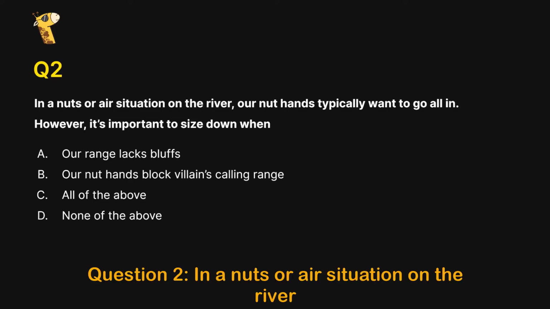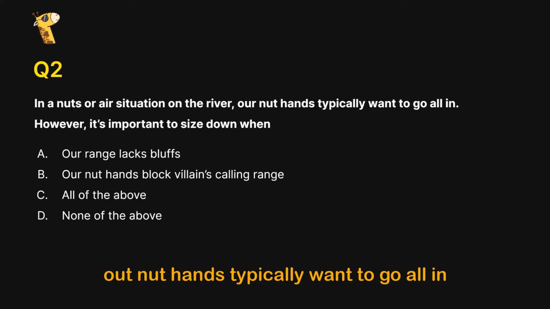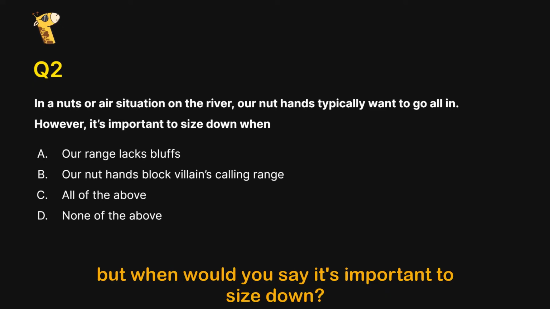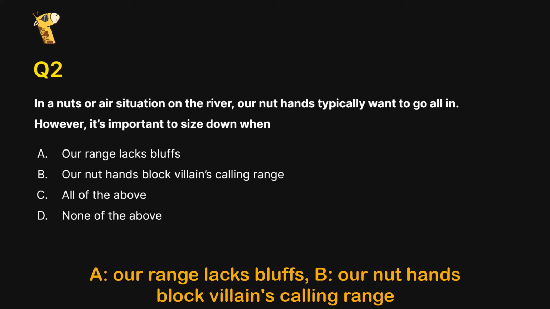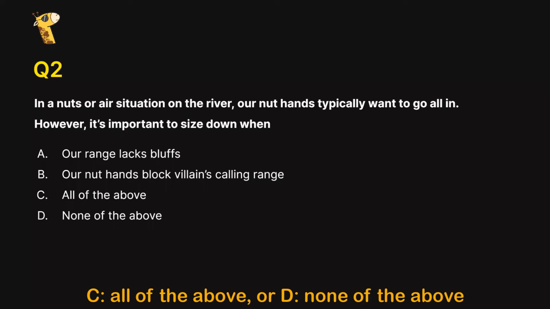Question number 2. In the nuts or air situation on the river, our nut hands typically want to go all in. But when would you say it's important to size down? A, our range lacks bluffs. B, our nut hands block villain's calling range. C, all of the above. Or D, none of the above.